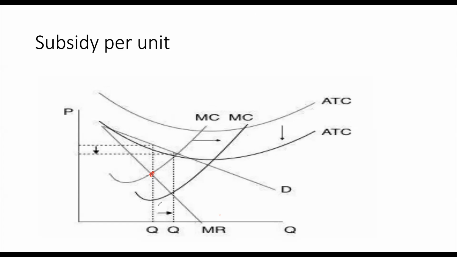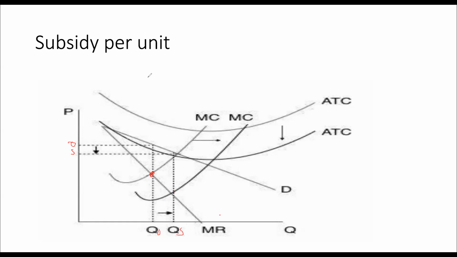Now, a per unit subsidy shifts MC to the right. Notice, if MC goes to the right, I have a new MC equals MR. I take that up to demand, price goes down. Here was original price, here's the subsidy price, okay? Notice quantity went up. This is the original quantity, this is the subsidy quantity. Because we have a new MC equals MR, I take it up to demand and across and down to quantity.